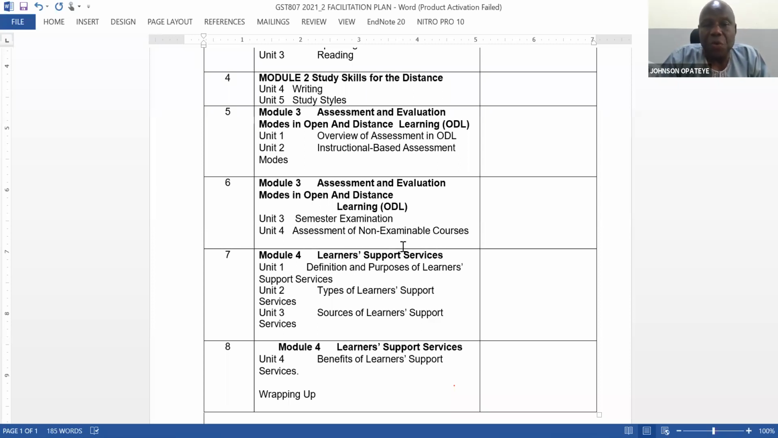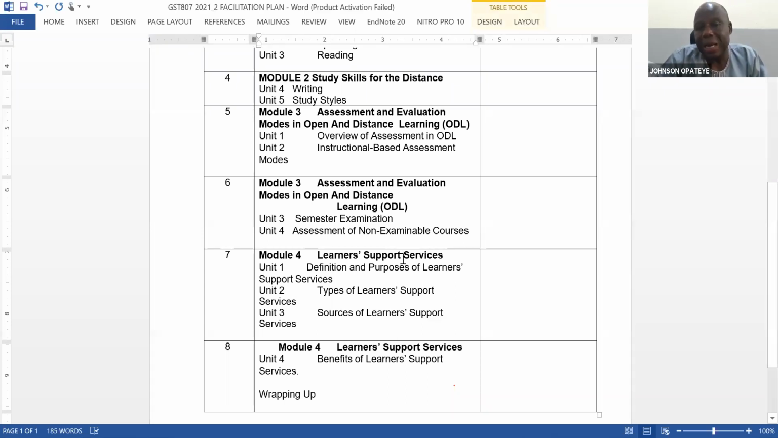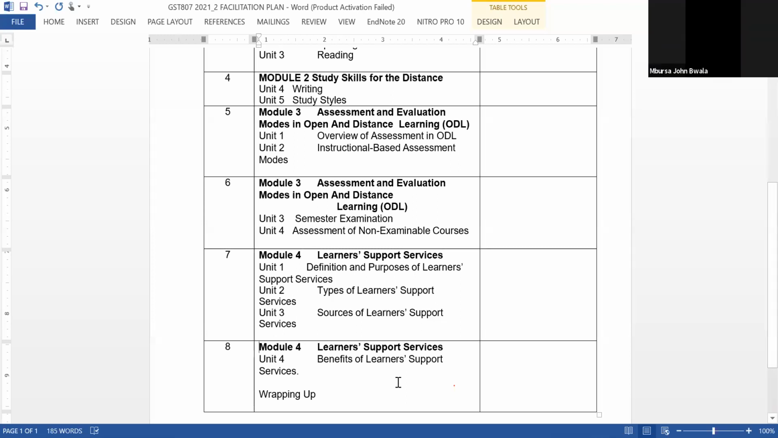Then week 6 is going to be for assessment and evaluation modes in open and distance learning. And you look at unit 3 and 4 on semester examination administration and assessment of non-examinable courses. So week 7 for our facilitation, we begin to look at learner support services. And that is module 4. Unit 1, 2, and 3 will be discussed in week 7, where we are going to look at definitions and purposes of learner support services. We are going to look at types of learner support services, and we look at sources of learner support services. And of course, the last facilitation week is week 8, which will be on benefits. That is module 4, the last unit of module 4 on benefit of learner support services.